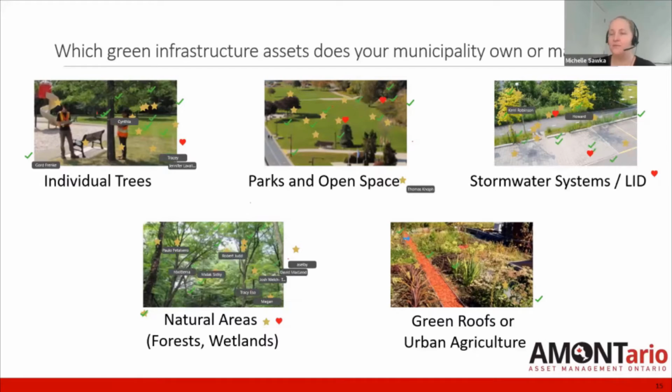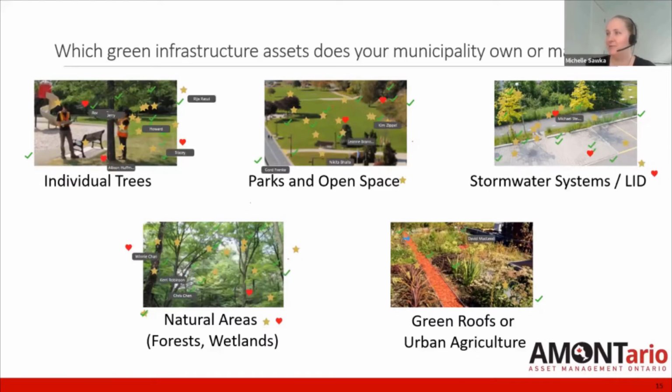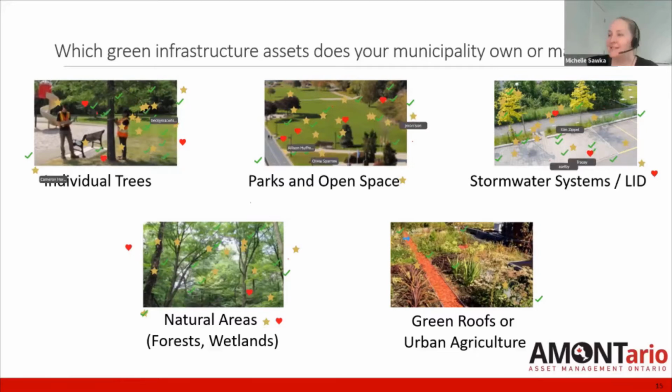Okay, we have some stars, we have some check marks, a few hearts. Ooh, one arrow. That's fantastic. All right, so we've had at least a couple of municipalities on each of these asset types. So we have quite a few on individual trees, on natural areas like forests, parks and open space, stormwater systems and LID, and maybe a few less on green roofs or urban agriculture. But this really shows the breadth of green infrastructure assets that municipalities have and need to consider as part of their asset management planning process.